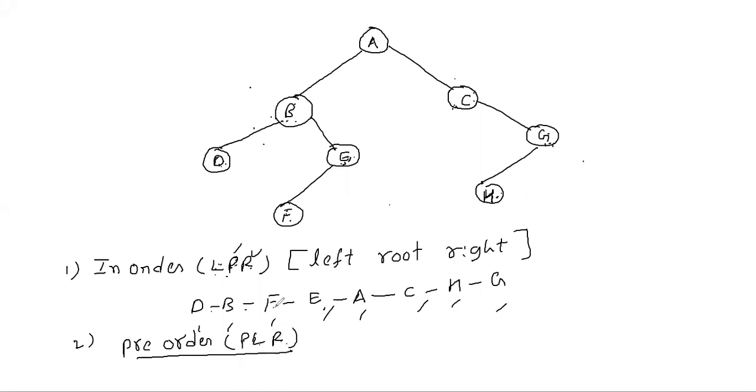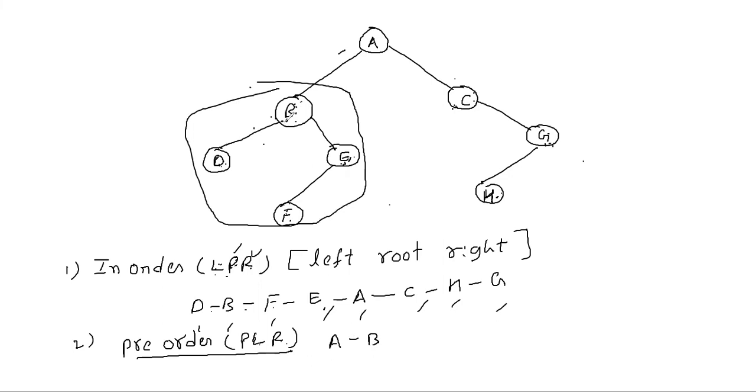So first, what is the parent for the given tree? A is the parent. After the parent, where do you have to come? L, left side. When you come to the left side, it also has a subtree. This is one subtree. Parent is written by the PLR formula, then left. I came to the left side. Left side B is there. So here B is a parent.